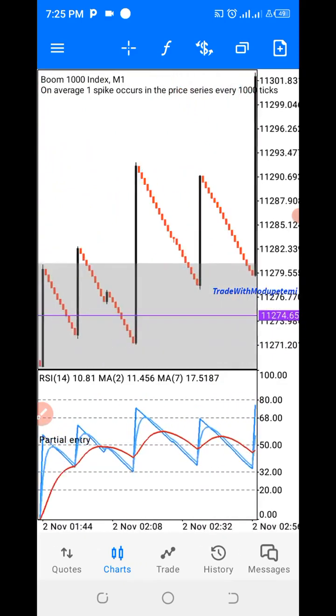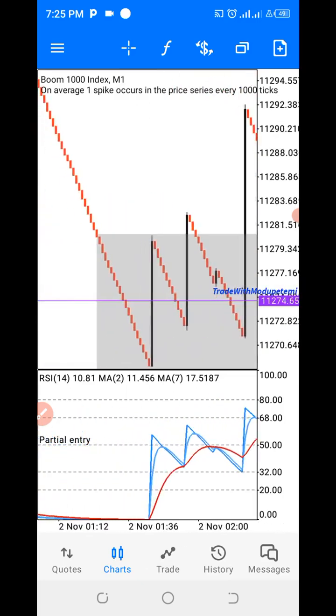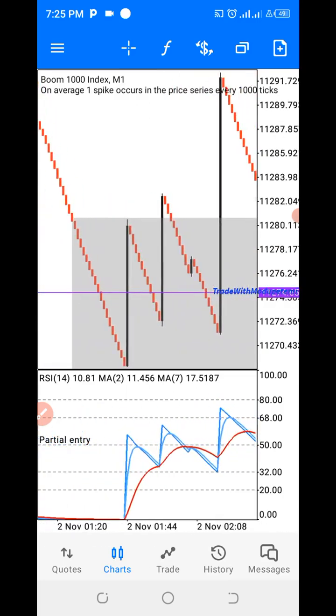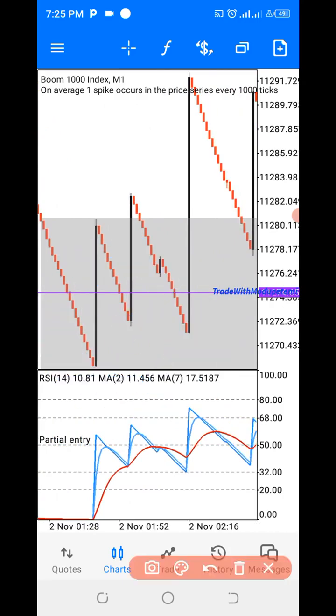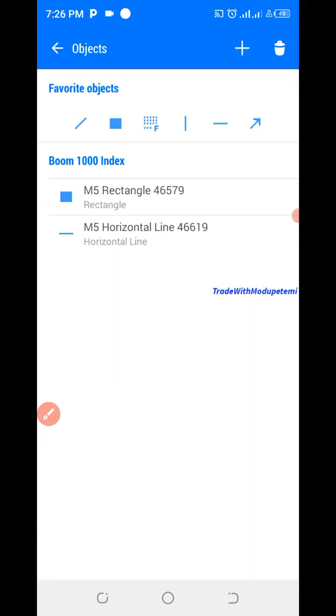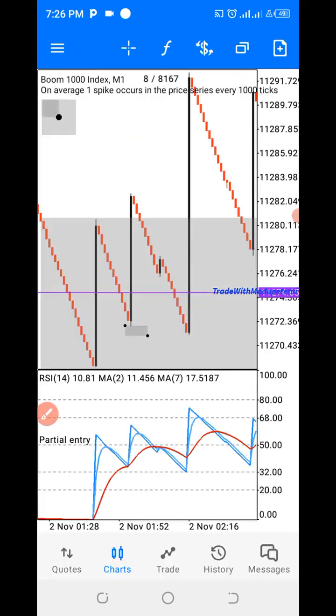So remember now, this is my entry area. So the moment I have this, I'll actually have this on the lower time frame. On the lower time frame now, this spike here, this little retracement that I have here, is going to be my PO high. So what I'm going to do is just mark it out with a rectangle.